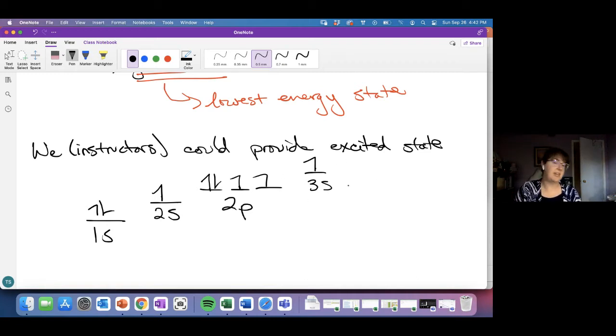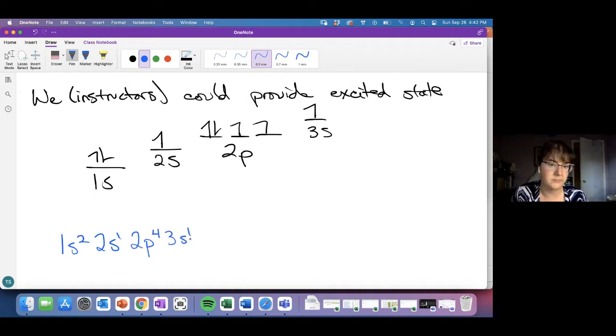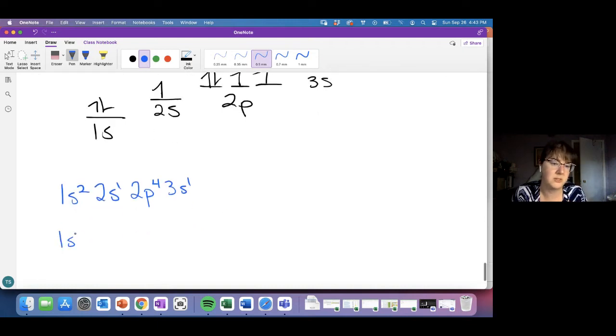So we could tell you, hey, this is an excited state, and then perhaps ask you to write the electron configuration for the given excited state. Or we could give you the electron configuration and ask you if it's an excited state. So you could analyze a given excited state: 2p4, 3s1, compared to something like 1s2, 2s2, 2p4. And then the question would be, which is the excited state?